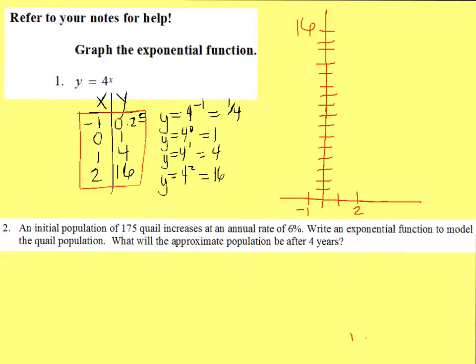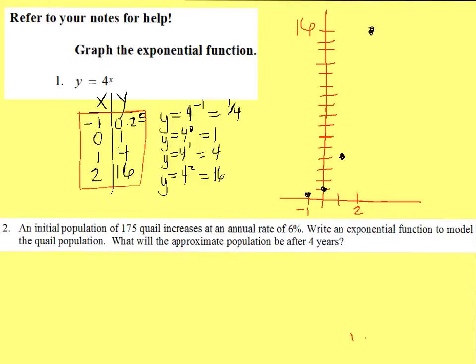Alright, so now I just need to plot each of these points. My first point is -1 and 0.25. So over to the left 1 and up 0.25, and here's my first point. 0, 1: I go left and right 0 and up 1. 1, 4: I go to the right 1 and up 4. And 2, 16: I go to the right 2 and then all the way up to 16.